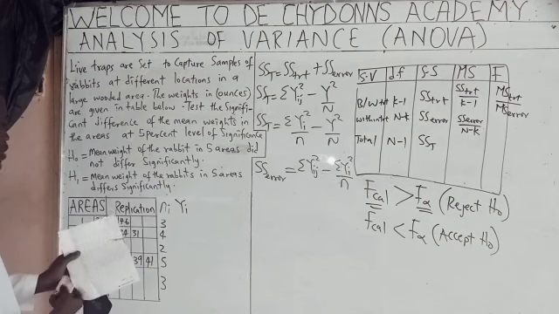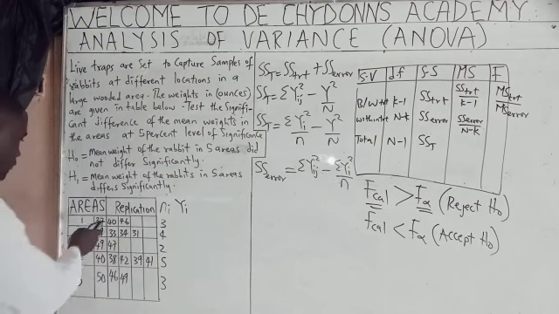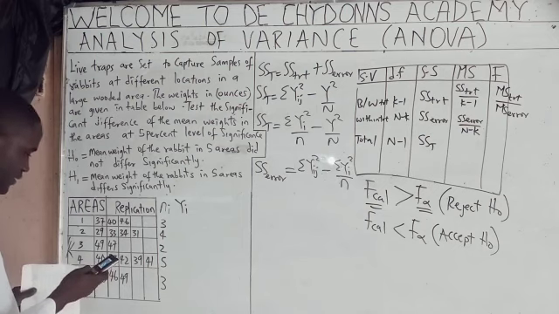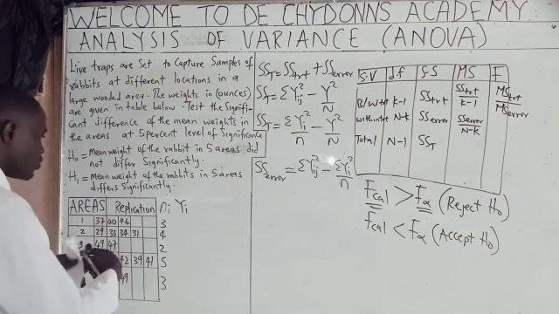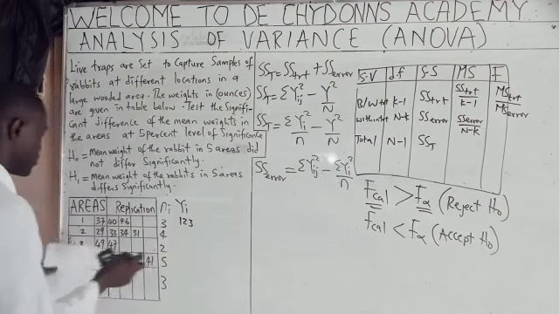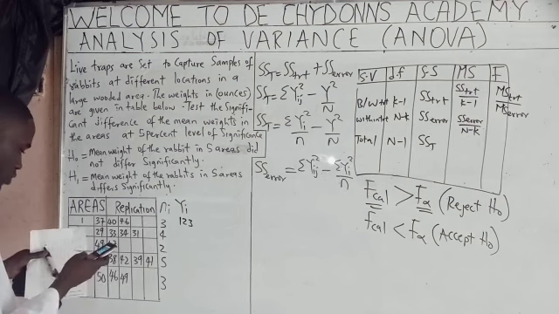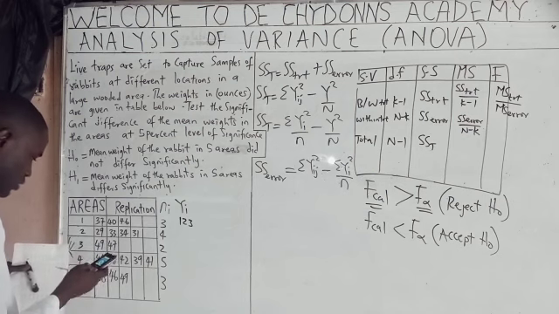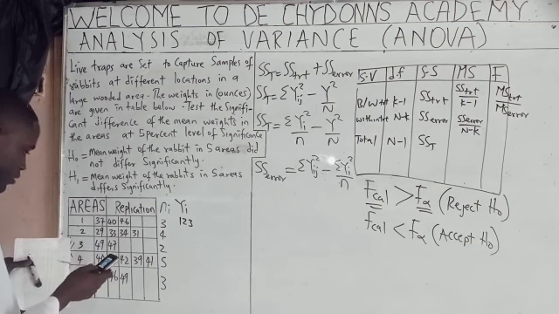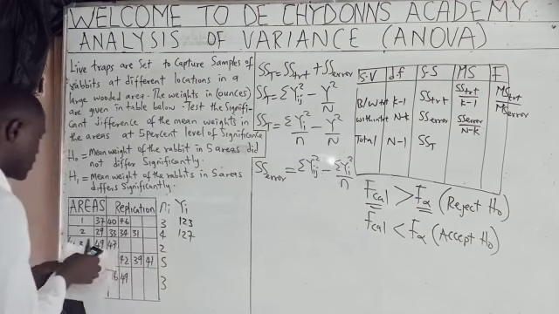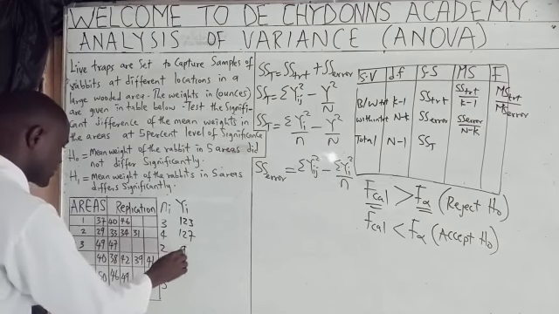Then after that, get your yi total. How do you get your yi total? Use your calculator. 37 plus 40 plus 46. That will be giving us 123. We have 123. Then the next one, we write 29 plus 33 plus 34 plus 31. We'll be having 127. Then the next one will be 96.